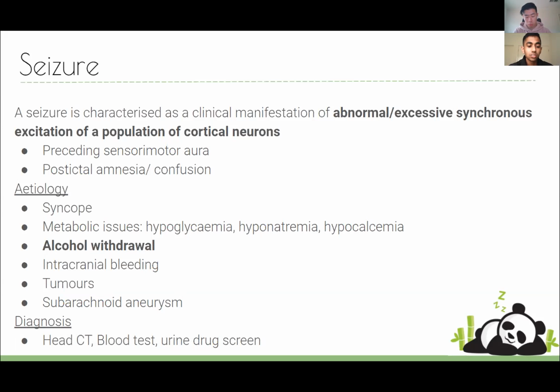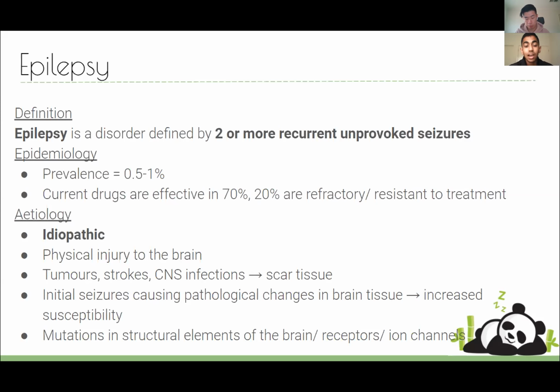How do we diagnose it? We just use our clinical history and exam, but we can also use brain CTs, blood tests, and urine drug screens to check alcohol and things like that, drugs. And so that's different to epilepsy, which is characterized by either 2 or more unprovoked seizures. So seizures and epilepsy are 2 different things. It's important not to confuse them.